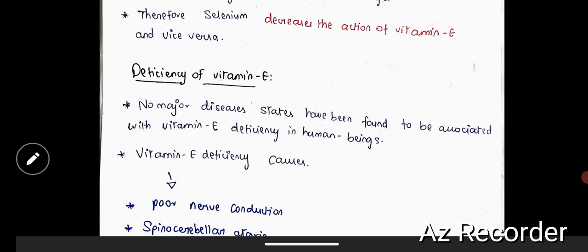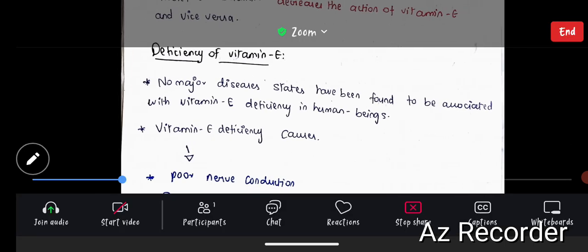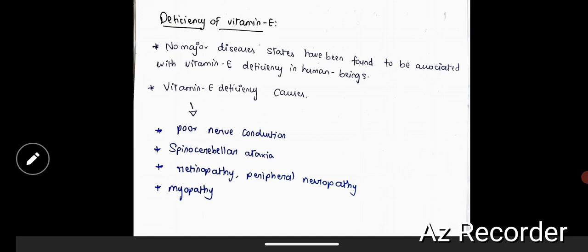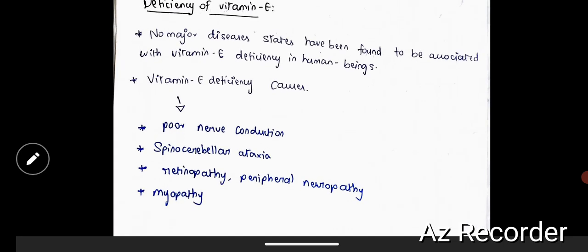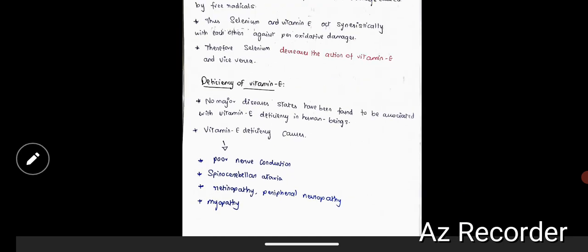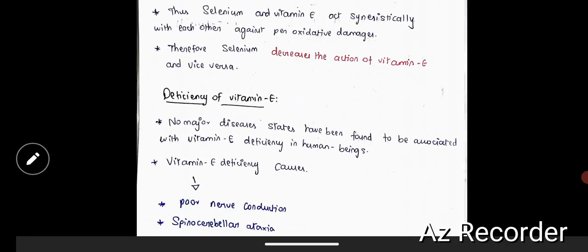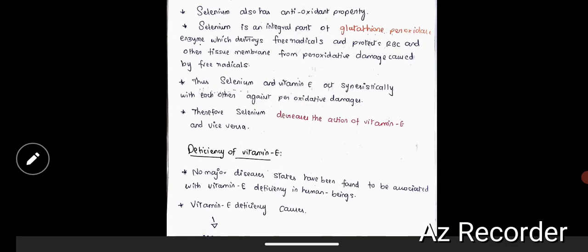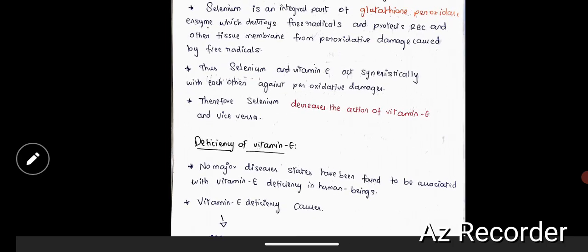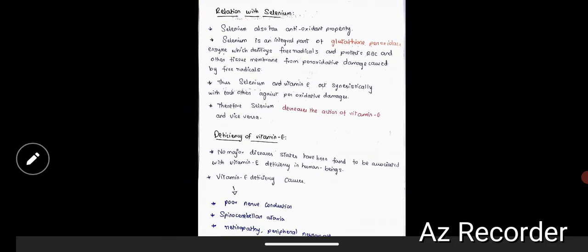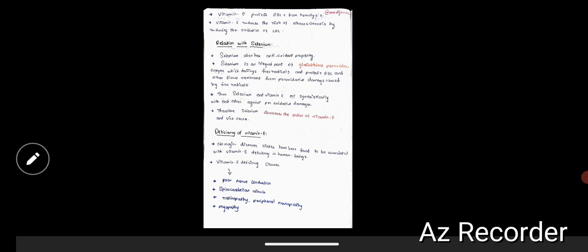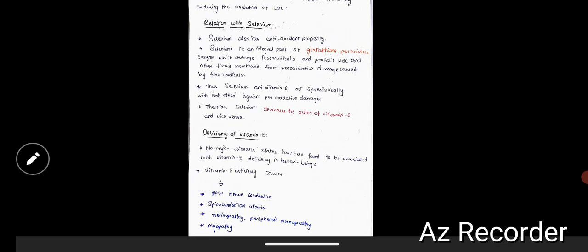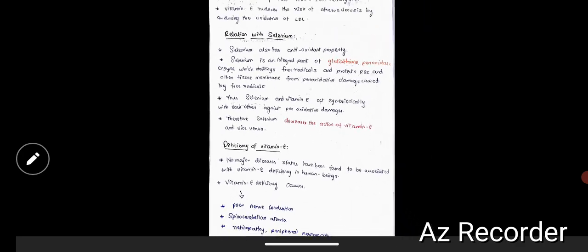Deficiency of vitamin E: no major disease states have been found, but vitamin E deficiency will cause poor nerve conduction, spinocerebellar ataxia, retinopathy, peripheral neuropathy, and myopathy. Just remember this: deficiency of vitamin E is not that important. Vitamin E will be asked as a 5-mark question. This is not a 15-mark question, so you can just read it and write in your own words. Vitamin A and D are 15-mark questions, so I have put a separate video on that. You can refer to that also on my channel.